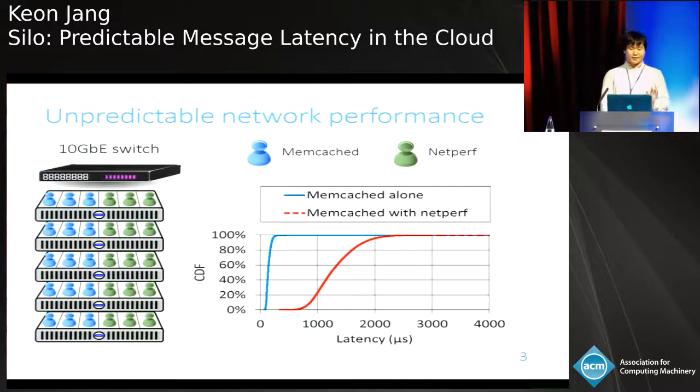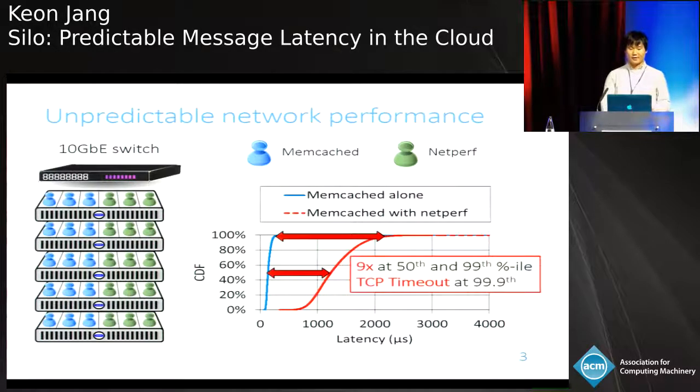The latency increased by a factor of 9 at the median and 99th percentile, and at the higher tail, it even suffered from TCP timeout, resulting in 200 milliseconds. So obviously, if we share the network, the performance will be worse. But the problem with today's cloud is that there's no SLA for the network. So what do we need to do to solve this problem?